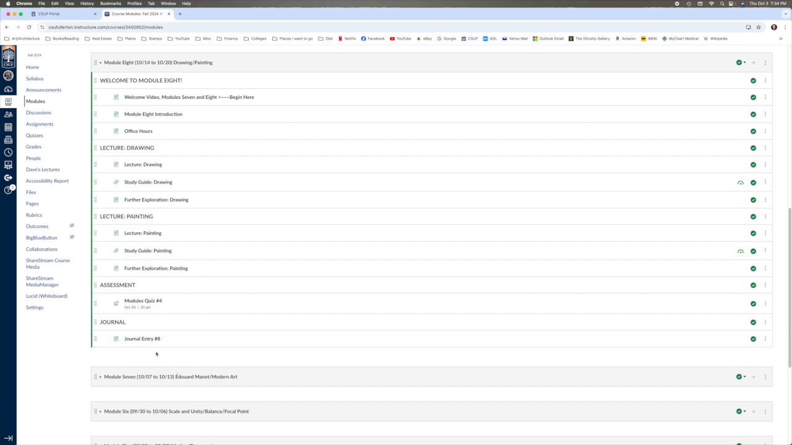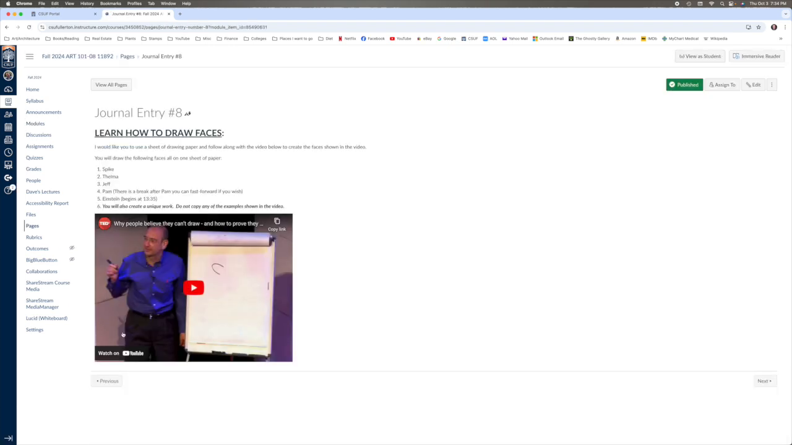And we have one more journal. Journal number 8 is a lot of fun. You're going to be drawing some faces. So you're going to follow along with this TED Talk. The gentleman's going to do about 5 different faces. So you're going to draw Spike, Thelma, Jeff, Pam, and Einstein. And then you're going to create your own individual drawing of a face. So I hope you enjoy that. And you can do it all on one piece of drawing paper. Just divide it into 6 sections, and that would be perfect for your submission for this project.